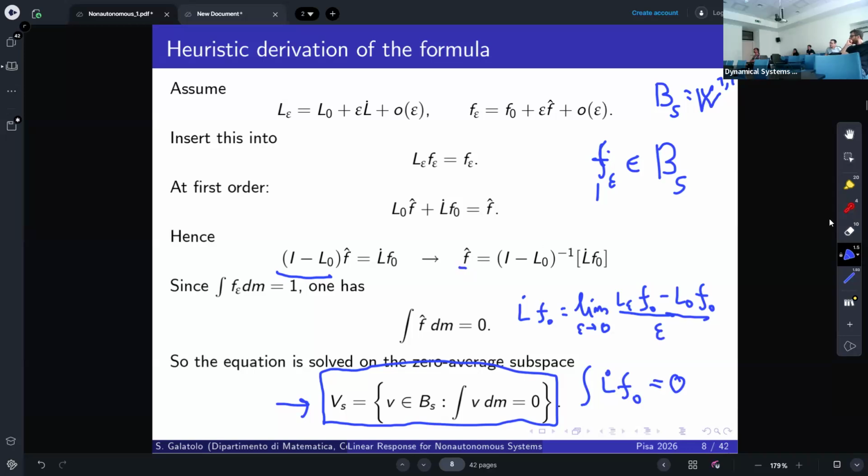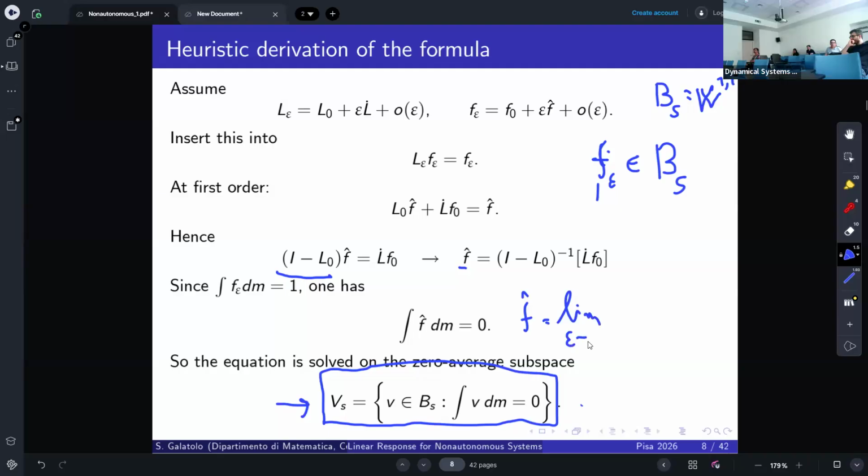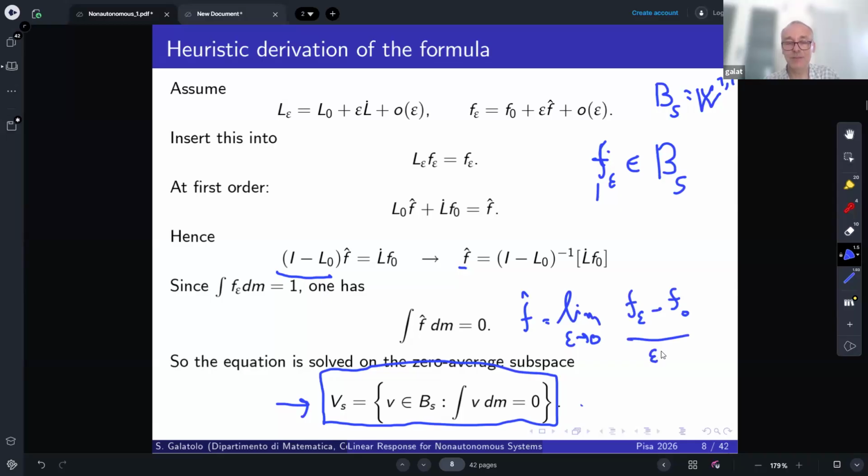Yes, thank you. Okay, so I repeat the same thing for the linear response. Similarly, the linear response f hat is the limit for epsilon going to 0 of f epsilon minus f0 divided by epsilon.